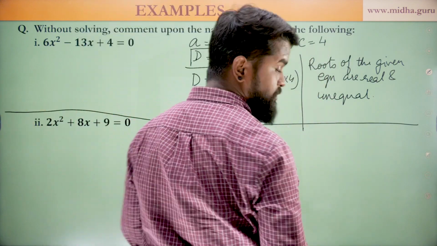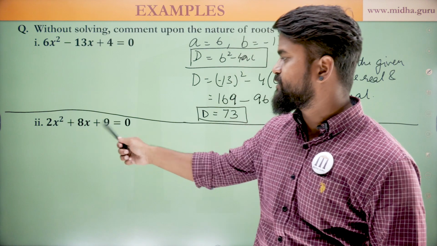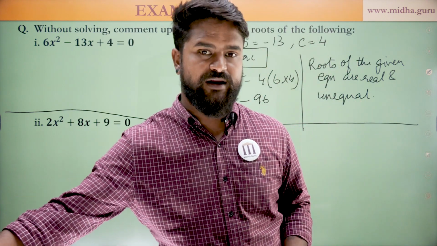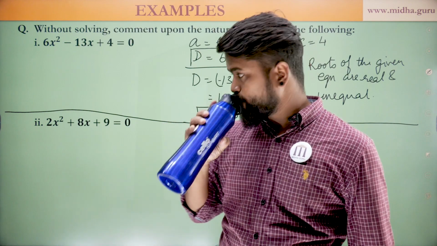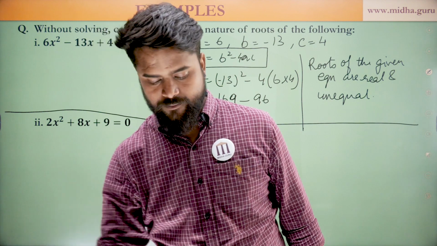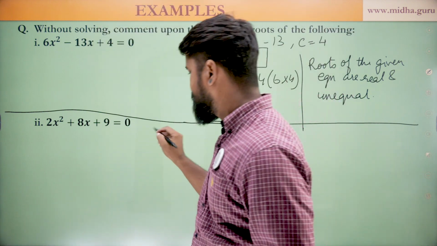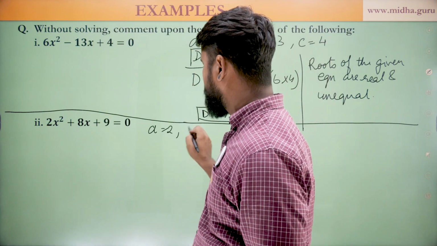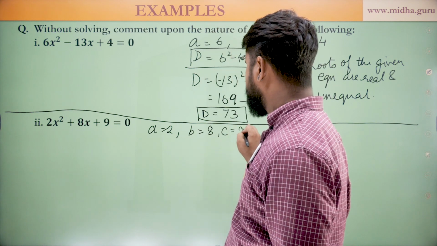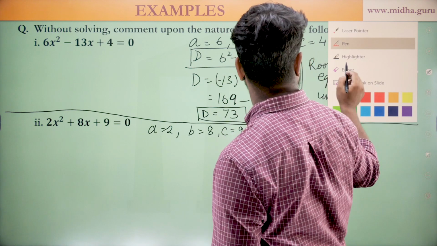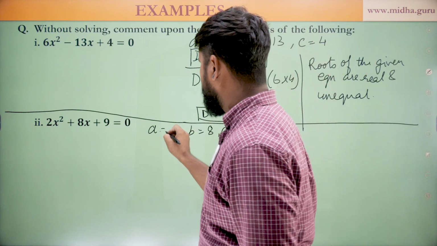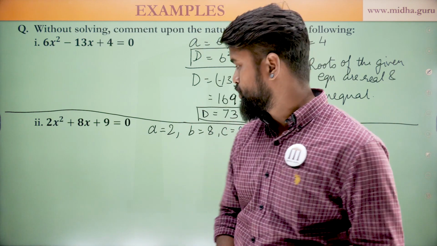Now we move on to this next equation. It says 2x squared plus 8x plus 9 is equal to 0. Think about what a, b and c will be for a while I sip some water. Any clues yet? Yeah. So a is equal to 2. Now in this case, b is equal to 8 and c is equal to 9. I'll just erase that 2 because it's not very clear. I'll write it again. So a is equal to 2.